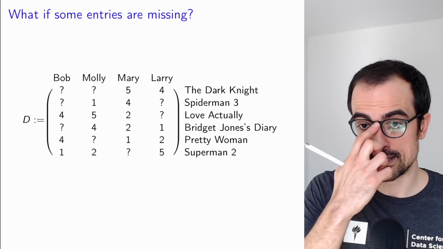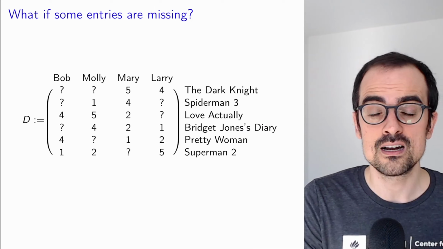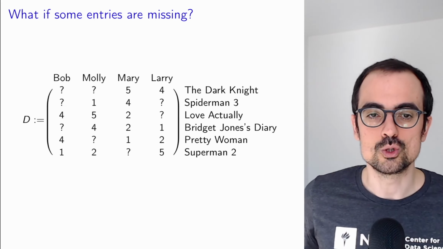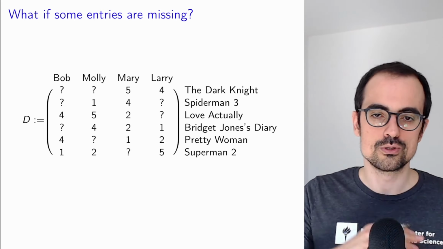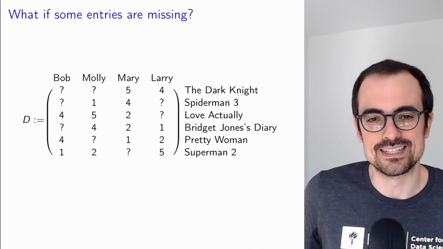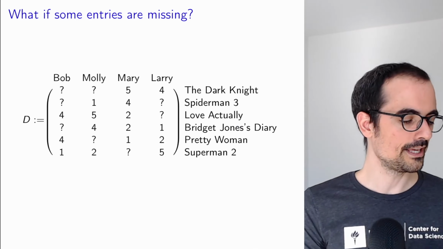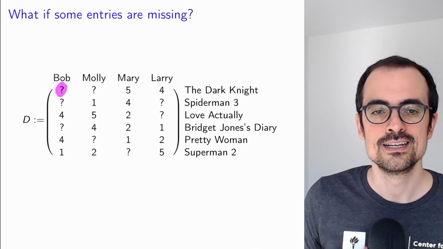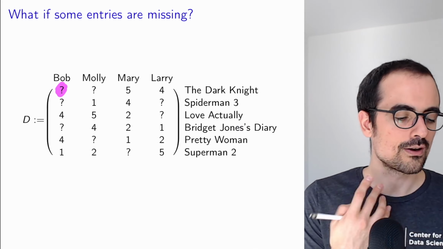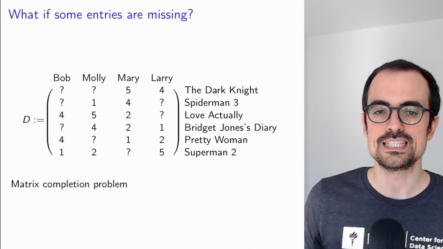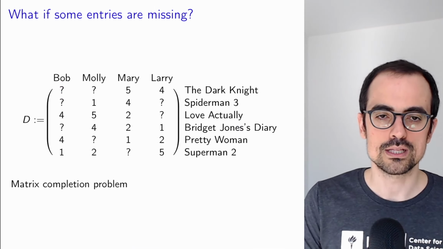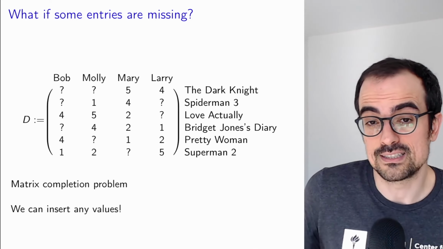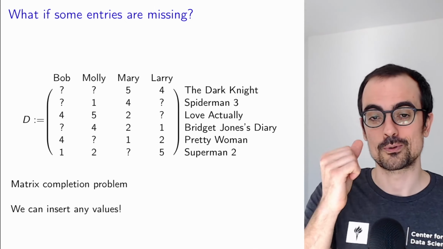What if some entries of the matrix are missing? This is by far the more interesting application in recommender systems, because of course you're not going to be able to observe the ratings of all the users for all the products, and you want to estimate the ones that are missing. Here, for example, we don't know that Bob actually didn't like The Dark Knight because in this scenario, he hasn't seen the movie yet. So how can you exploit low rank models to solve this matrix completion problem where you want to estimate the missing entries? Because you could, in principle, insert any value. So this seems a very difficult problem to solve.